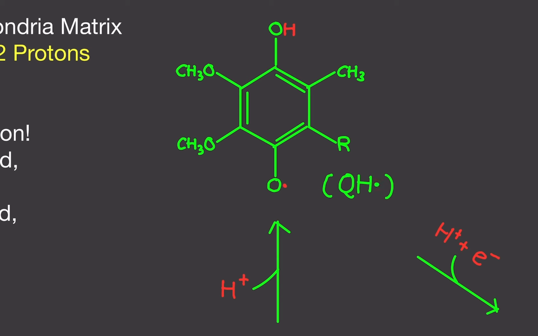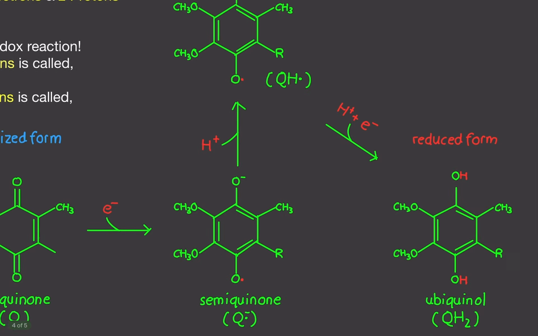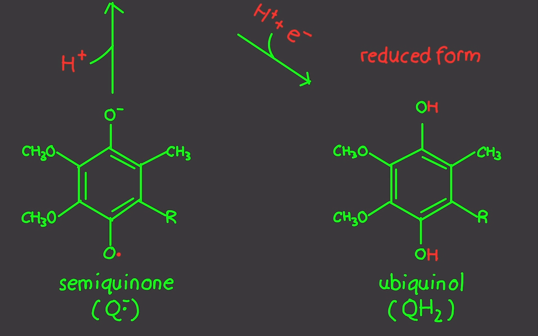Now this molecule can still hold on to another electron and another proton. So that's exactly what we're going to do. It's going to go to a different station, a different stage of the cycle, and we're going to add a proton and an electron. It's going to go find one. And now, this is called the reduced form. Both oxygens are now occupied by protons here, and we call this ubiquinol.